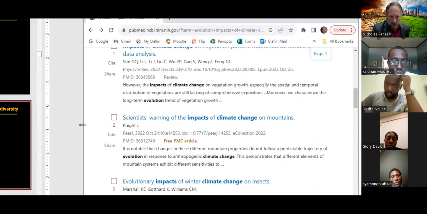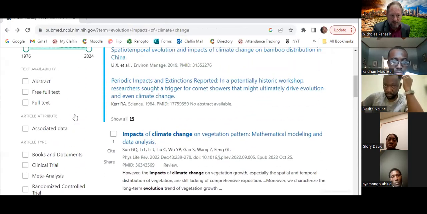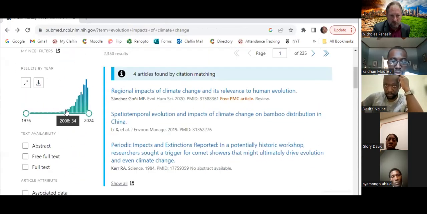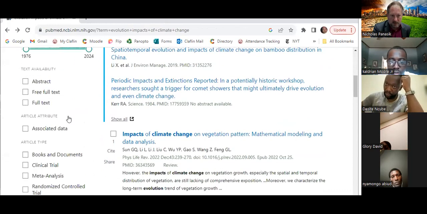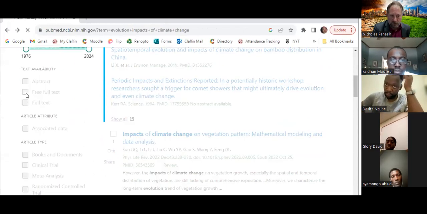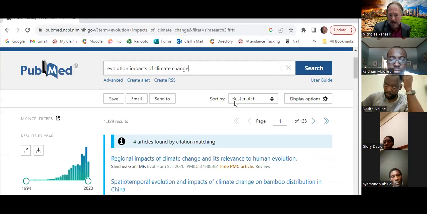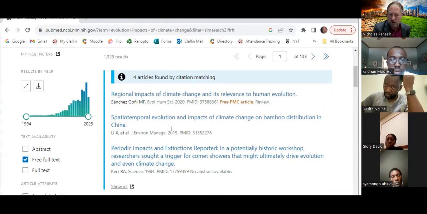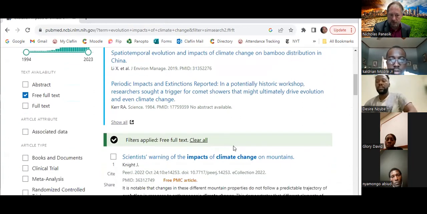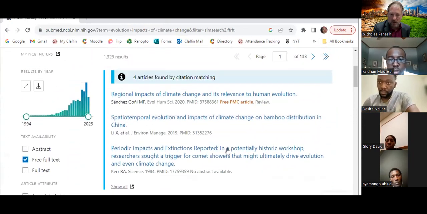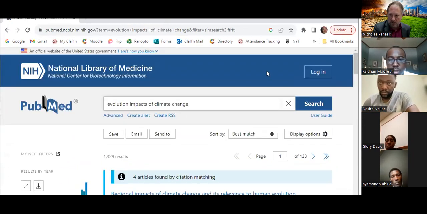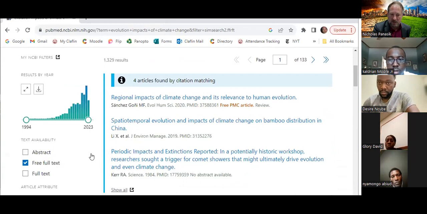Now, if you make sure your browser's nice and big, you'll get this little thing on the left side where you can select free full text. And so now everything that's left, all these articles, you'll be able to select and download. So this is a great research tool that's free to use, and you can find a lot of articles that will be appropriate.